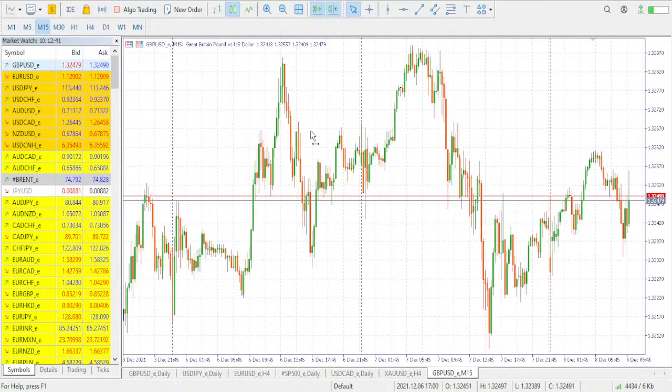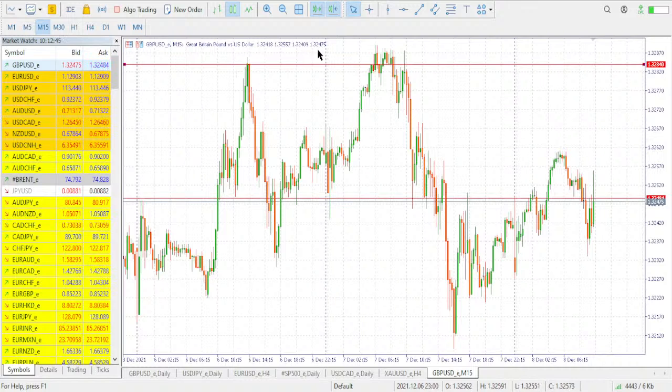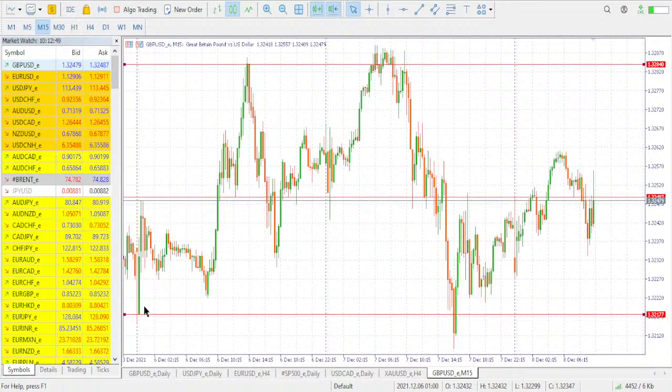Like the one we have here, this is the previous day's highest high. Then you have another low here. This is the previous day's lowest low. So what you do here is, if the price touches the previous day's highest high and attempts to break beyond it and then closes below it, that is a good sign for a sell.